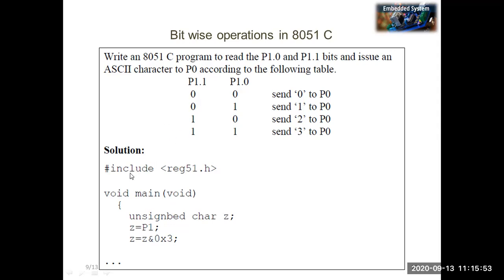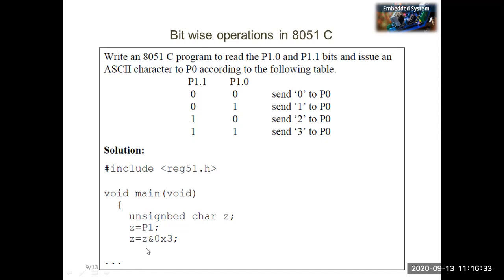Okay, so for this we have to write the program. The program is written: include reg51.h, void main. In this function, unsigned char z, we are declaring z as an unsigned char type variable, which means in z I can store any value between 0 to 255. Then z is equal to P1 semicolon. By using this statement, I am reading port 1 and whatever data is in port 1 I am storing in the z variable.